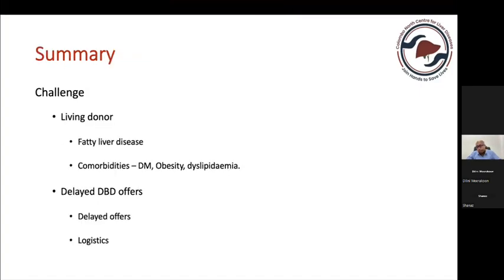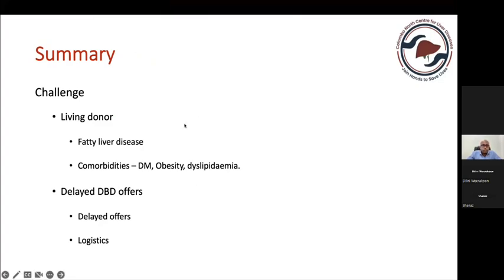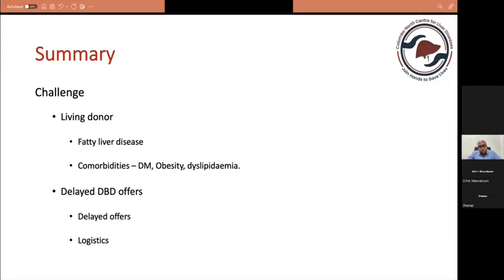So in summary, in the Sri Lankan context, finding a donor is a challenge because among living donors, there is a lot of fatty liver disease and comorbidities, and also the parents who are initially worked up as potential donors generally have, by the time they reach their 40s, diabetes, obesity, and other medical problems. Also, split liver grafting has been challenging because of the delayed offers and the logistics of doing liver splits in peripheral hospitals. Still, with all these challenges, we have been able to perform 14 pediatric liver transplants successfully. Thank you.